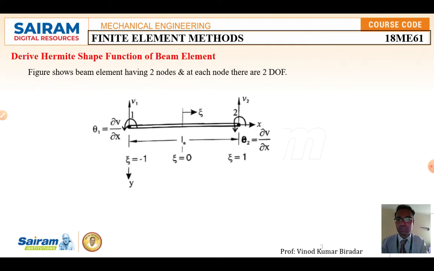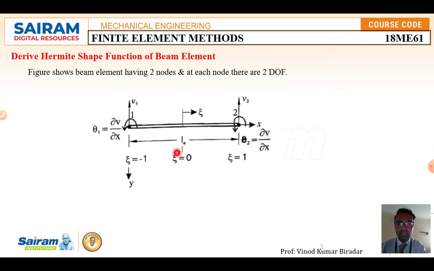Before starting this derivation, let me explain this diagram. The question is: derive an expression for the Hermite shape function for the beam element. This is most important. The figure below shows a beam element having two nodes, node number 1 and node number 2. Each node has 2 degrees of freedom: v1 and theta 1, v2 and theta 2.